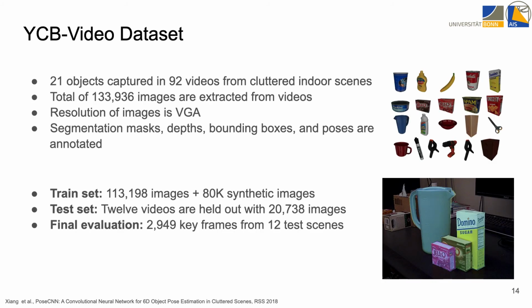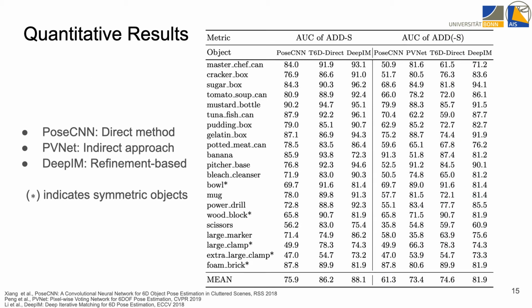We evaluated our method on a large benchmark, the YCB-Video Dataset, including 21 YCB objects captured in 92 videos from cluttered indoor scenes. This dataset is challenging due to the occlusion and symmetric objects. We present the per-object pose prediction results on YCB-Video. Our method and PoseCNN are both direct methods and comparable, while PVNet is an indirect method and DeepIM is a refinement-based approach. Our model outperforms both PoseCNN and PVNet for both metrics and achieved the fastest inference time.